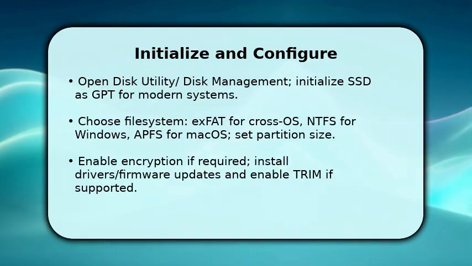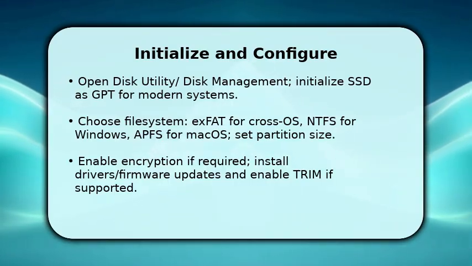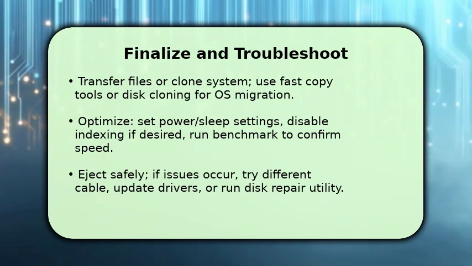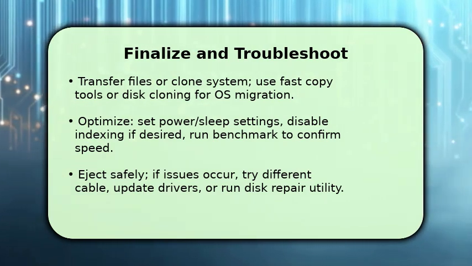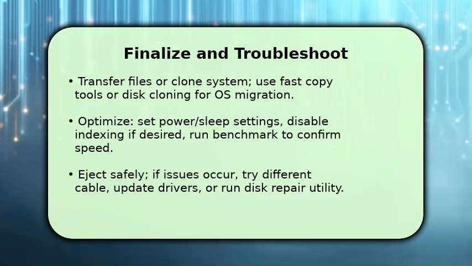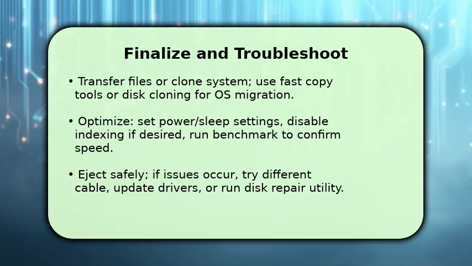Finish by moving your files or cloning the system image to the external SSD using a reliable copy tool or cloning software for OS migration. Once data is transferred, adjust power and sleep settings so the drive isn't interrupted, and consider disabling indexing to reduce write churn. Run a quick benchmark to confirm speeds match expectations.